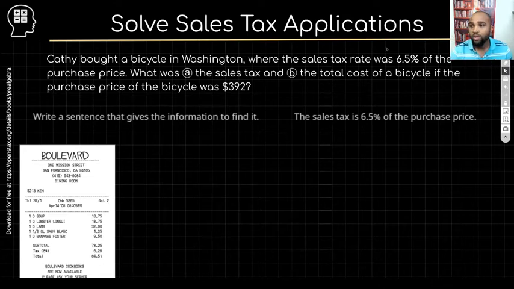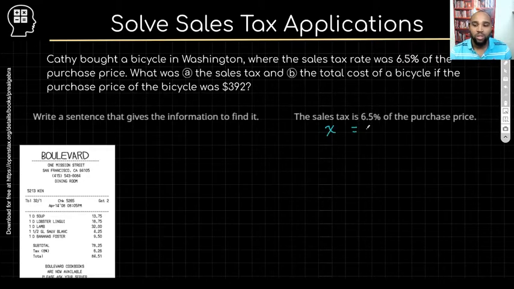So to find her total tax, first of all, we're going to find the total that she spent on tax. And to get the total cost, of course, we're going to add that total tax to the cost. So what's the total tax? Think about it first in this sentence. The sales tax is 6.5% of the purchase price. Well, the sales tax is what we're looking for, so we're going to make that an X. Is going to be an equal sign.